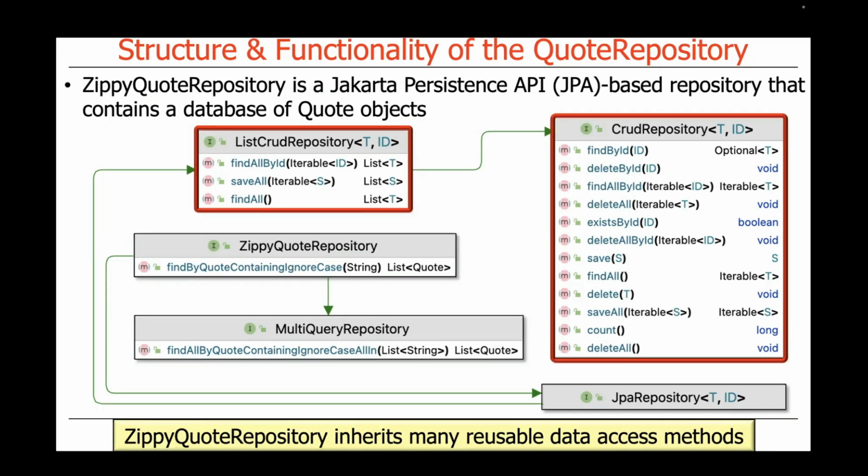So you can see it gets all these reusable data access methods out of the box from the ListCrudRepository interface and the CrudRepository, where CRUD again stands for create, read, update, and delete. And we'll take a look at some of these methods later when we get into the details.